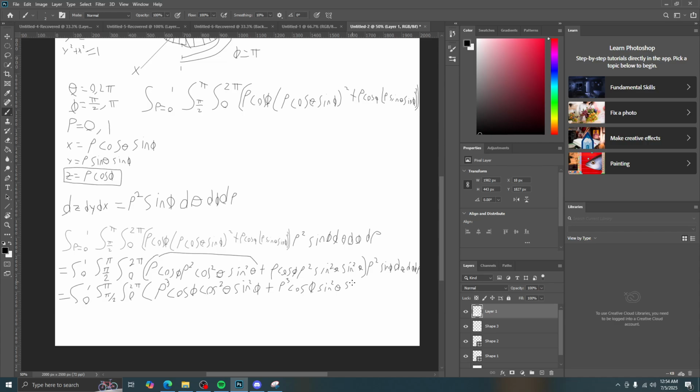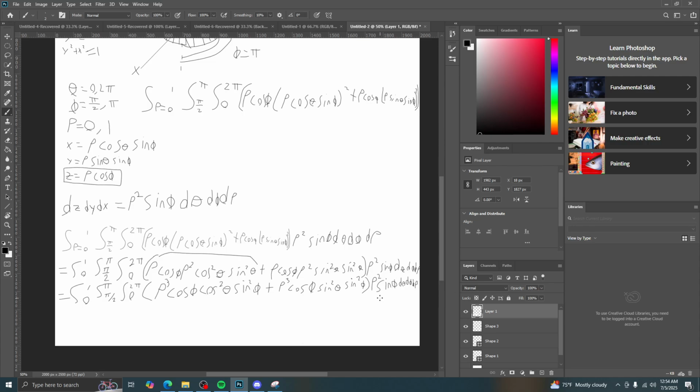times sine phi squared, and then close parentheses, and then rho squared times sine phi, and then we have d theta d phi d rho. Okay.